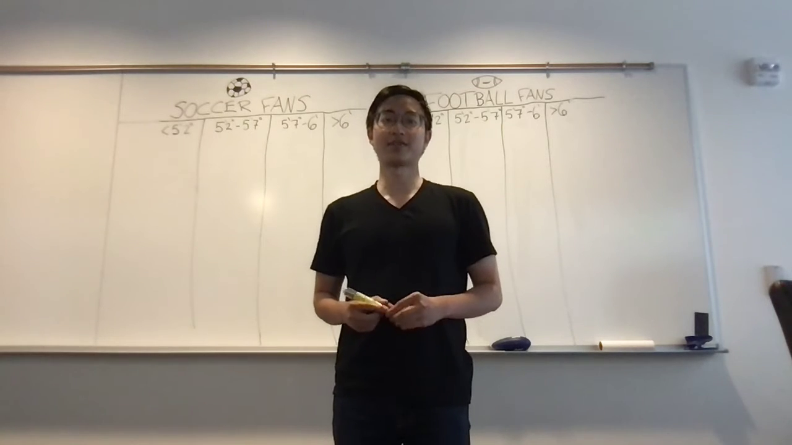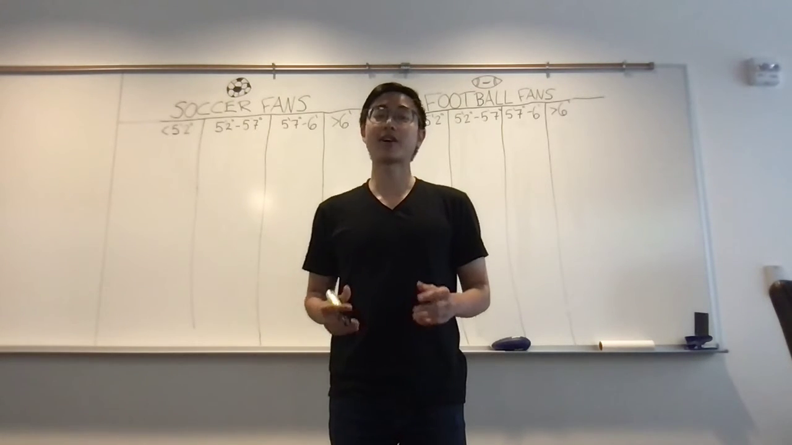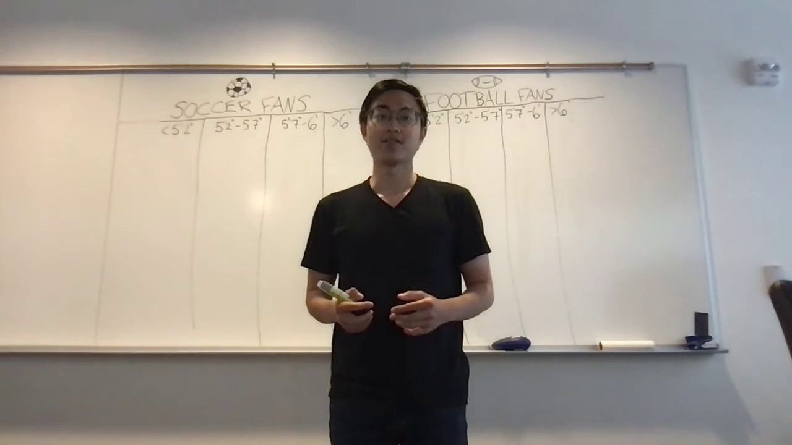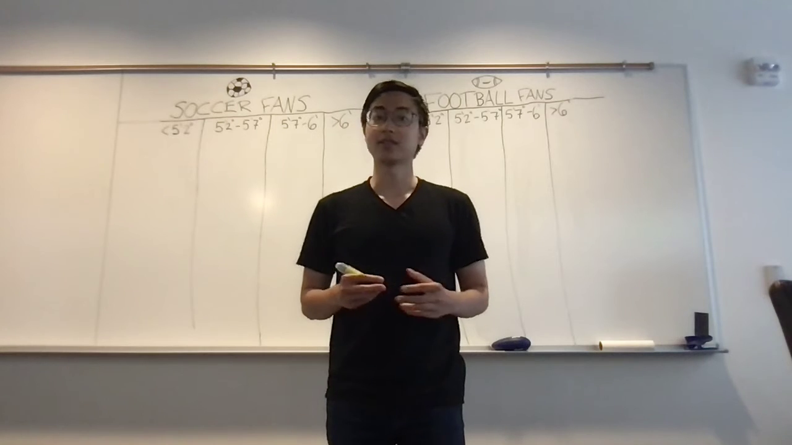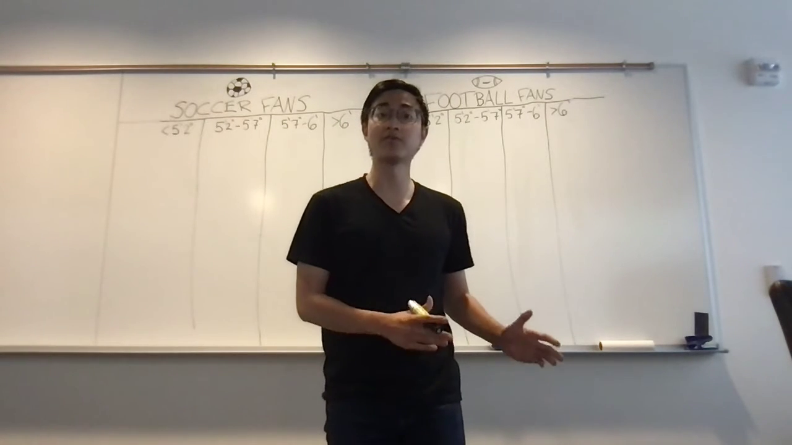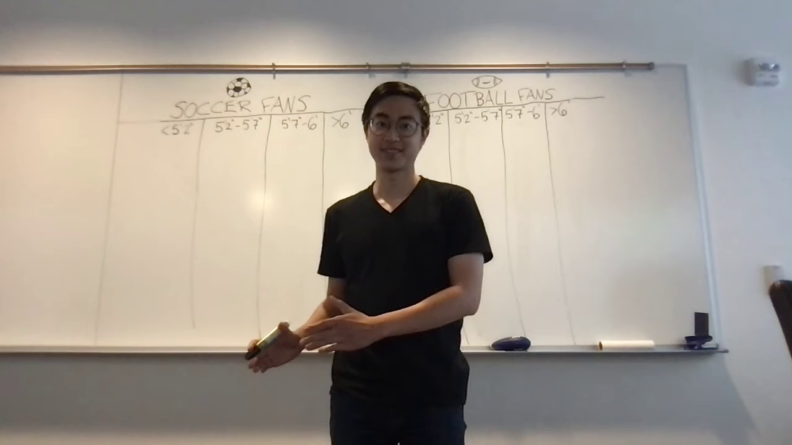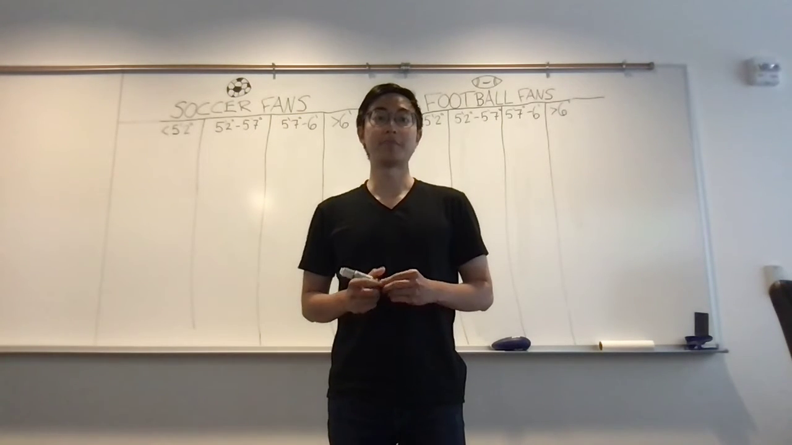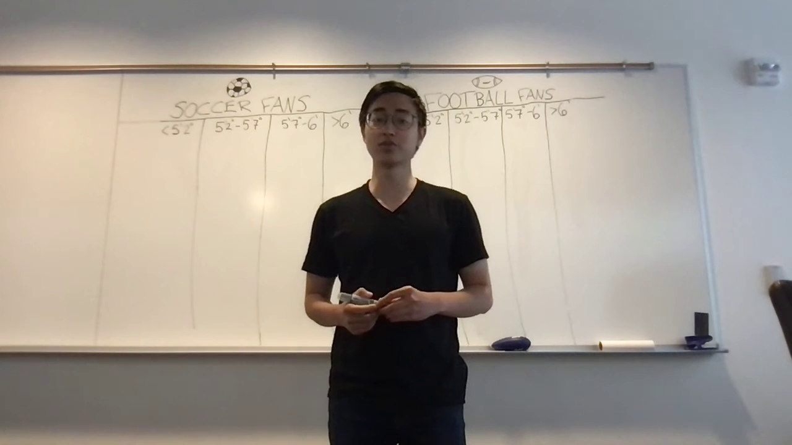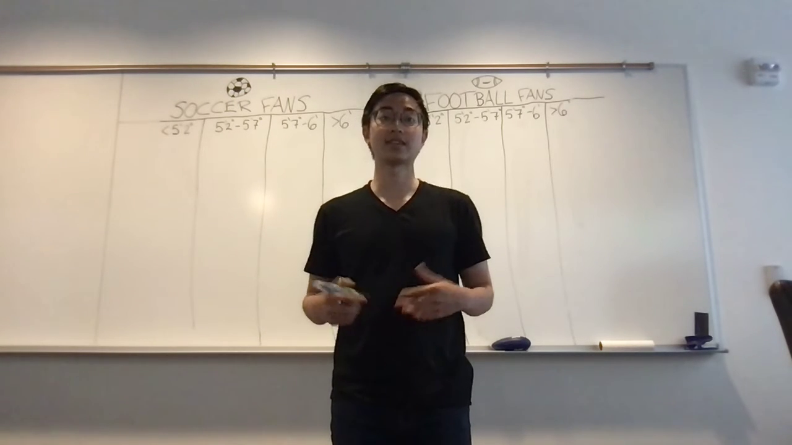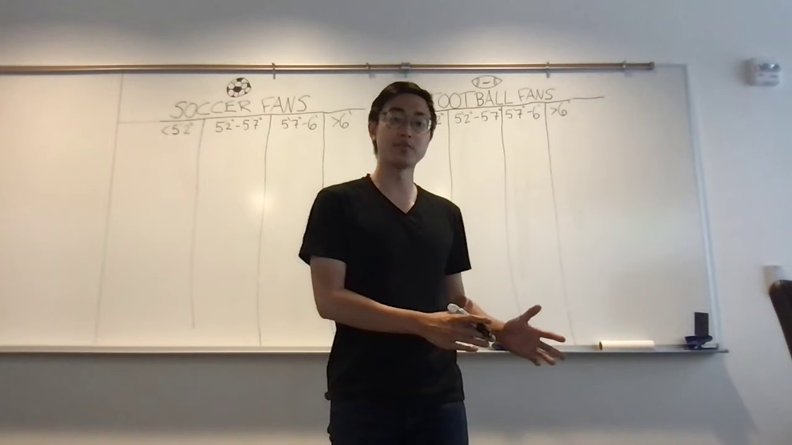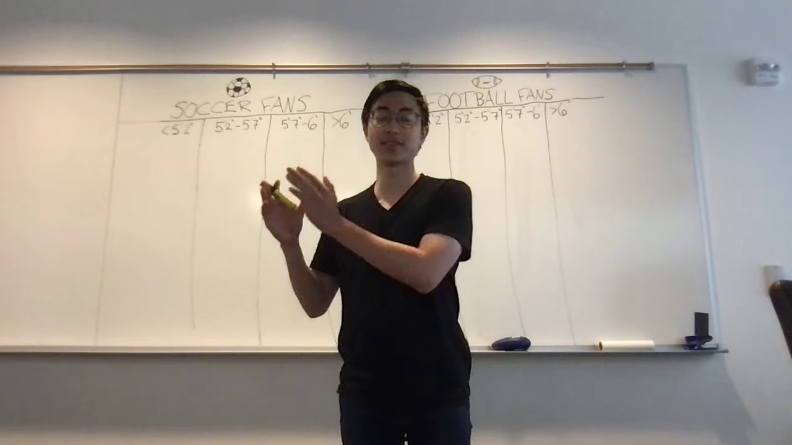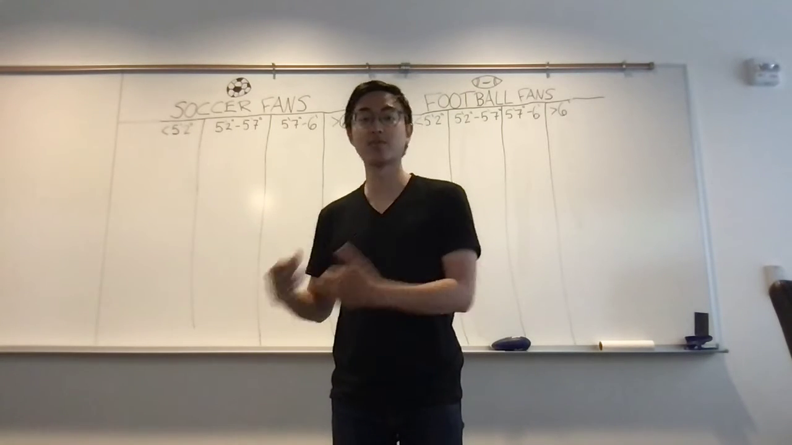So the story goes that there are these alien scientists who have come to Earth and want to measure human heights. In particular, they're interested in the differences in heights between American football fans and soccer fans. So one alien scientist decides to measure the average height of these two groups by going to their respective games. So they go to an American football game and measure everyone coming through the gate, and then they go to a soccer game and measure everyone going through the gate.